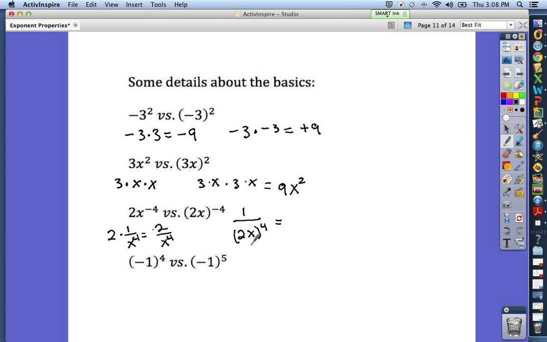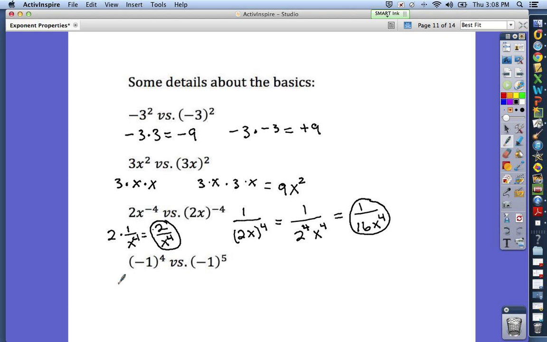But then when we have a product raised to a power, we know that we can put the 4 into each part of that. So this would be 1 over 2 to the fourth times x to the fourth in the denominator here, which should give us 1 over 2 times 2, which is 4, times 2 is 8, times 2 is 16, x to the fourth. So you can see that there's a big difference of where the parentheses lie, or if there are no parentheses.